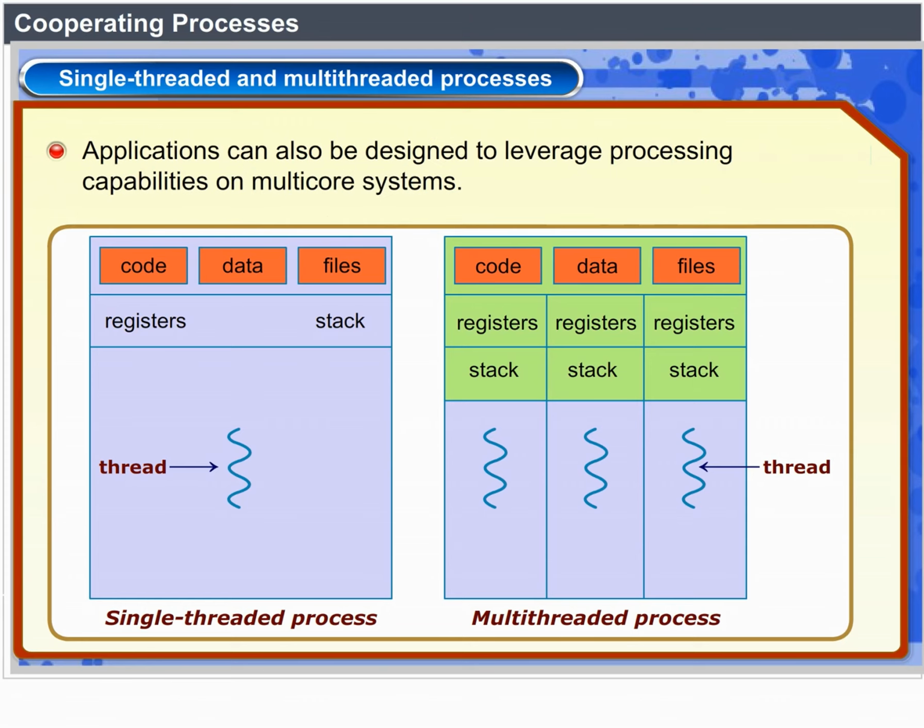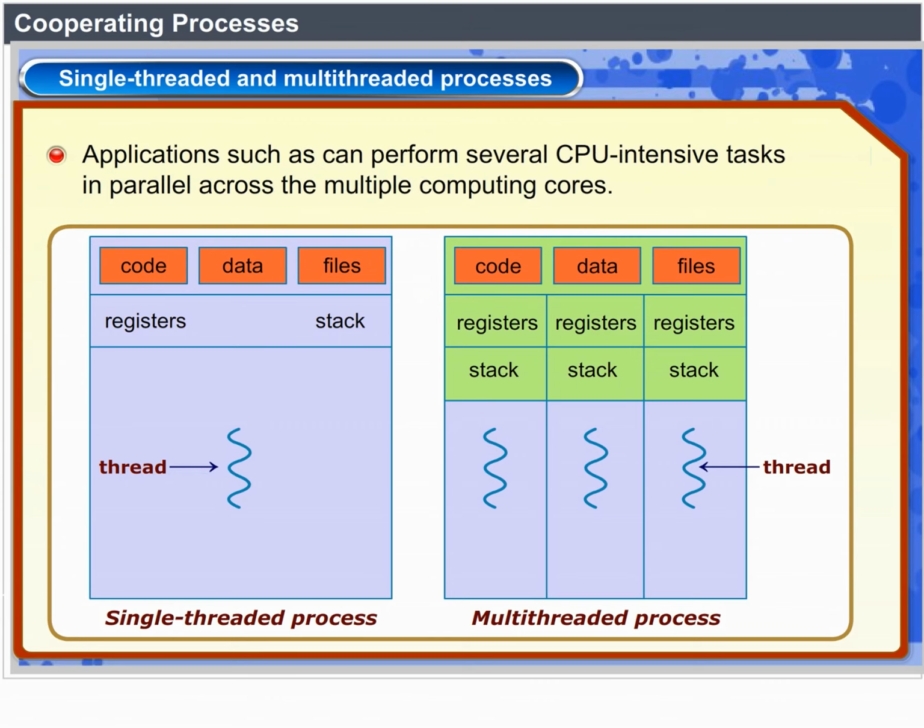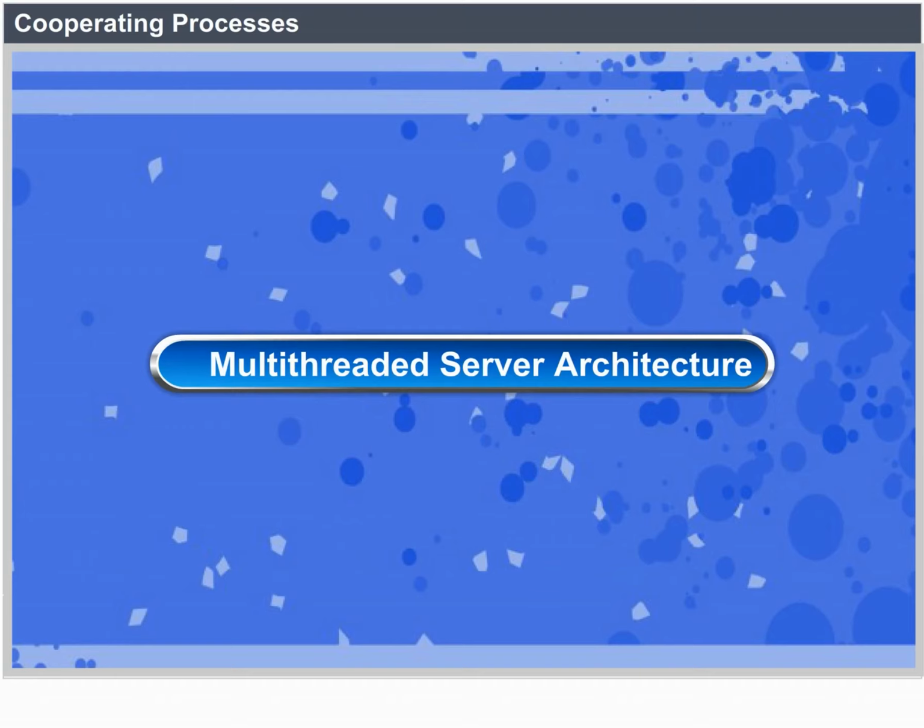Applications can also be designed to leverage processing capabilities on multi-core systems. Such applications can perform several CPU-intensive tasks in parallel across the multiple computing cores. Multi-threaded server architecture.